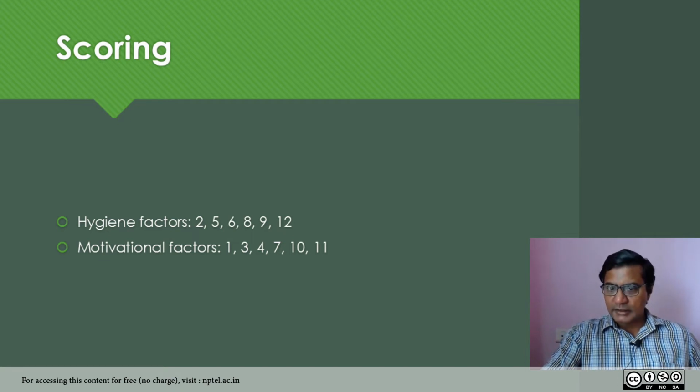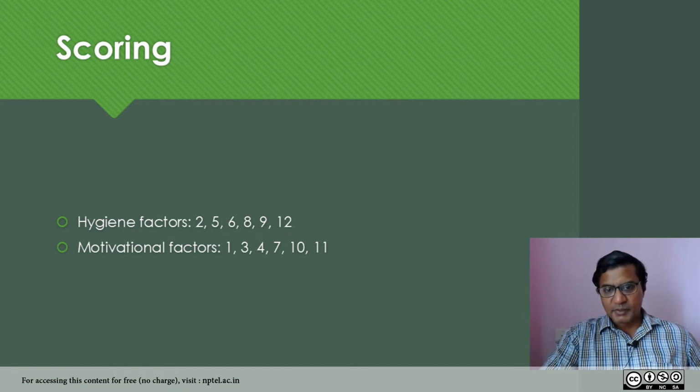You sum all the numbers you have given to those statements, so that measures hygiene factors. Similarly, for statements 1, 3, 4, 7, 10, 11, whatever numbers you gave next to them, you total all of them. The scores for each of them, hygiene factors and motivation factors, may range from 6 to 30. So see which one of them you have given more weightage.